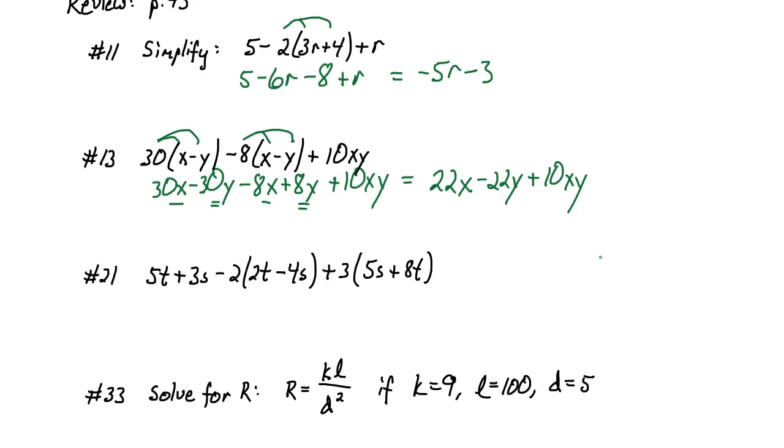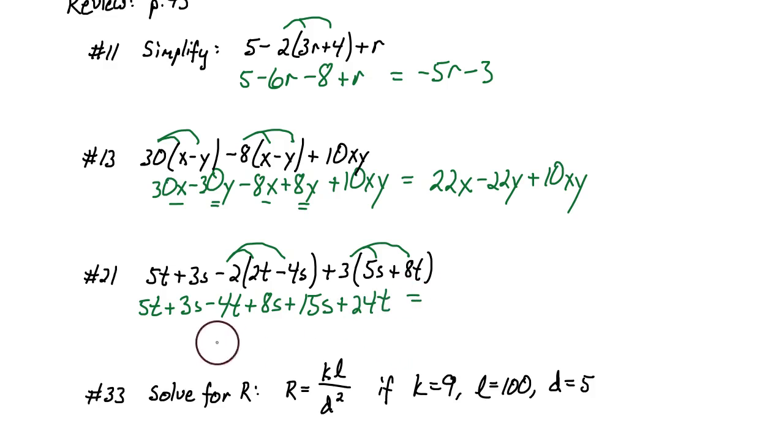Number 21 has some distributive property. So let's begin by multiplying here and multiplying here. The expression starts with 5t and then plus 3s, now the distributive property. Negative 2 times 2t is negative 4t. Negative 2 times negative 4s is positive 8s. 3 times 5s is positive 15s. And 3 times 8t is positive 24t.